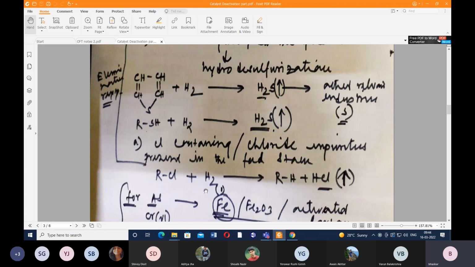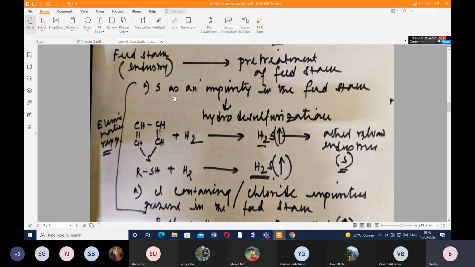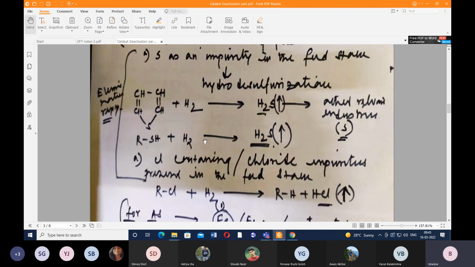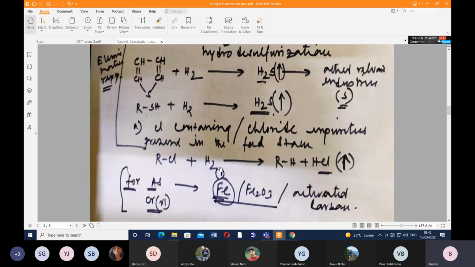So alkyl chloride interacts with hydrogen producing RH rather. That means this is alkane plus HCl. This reaction is conducted at high temperature, not a very high temperature, around 250, 300 degrees Celsius. So HCl will be in the vapor state. Okay, so this HCl will also be collected. So here I am talking about the removal of sulfur containing impurities and chlorine containing impurities.